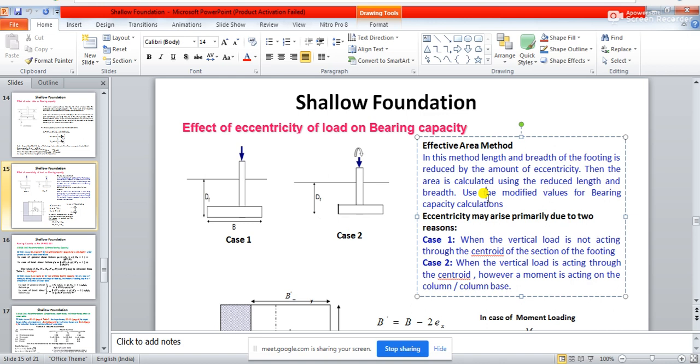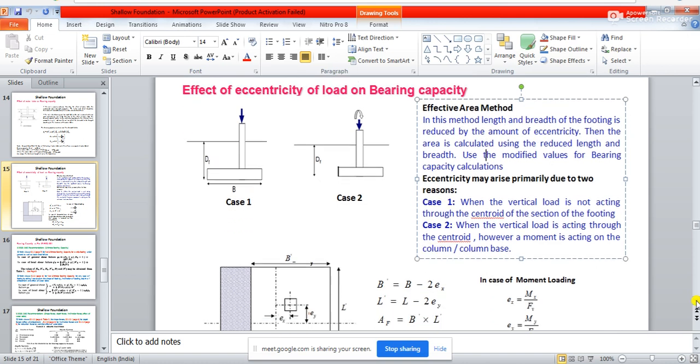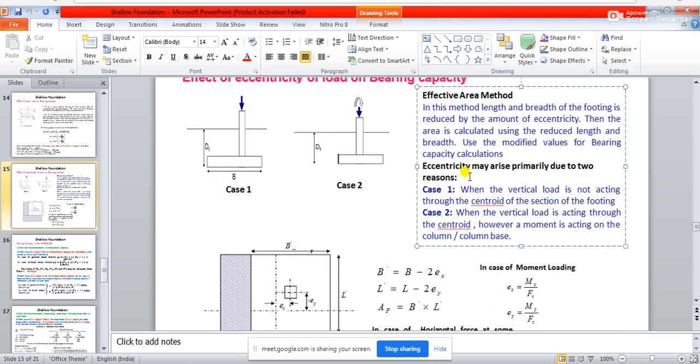Okay? And use those modified values, that means those effective length and effective breadth, for calculation of the bearing capacity value. Now, see why the eccentricity will come into a footing. So, eccentricity you can observe that primarily it may be occurring because of two reasons. You see there are two cases I have mentioned here, case 1 and case 2.